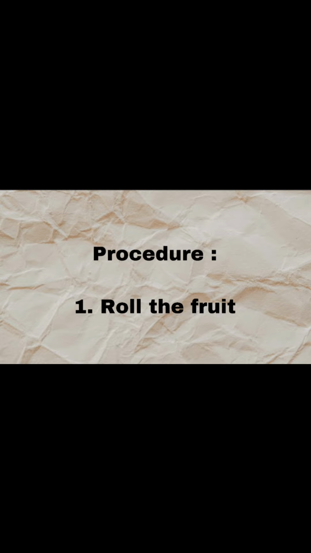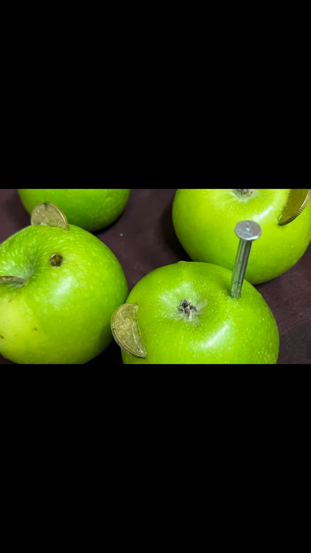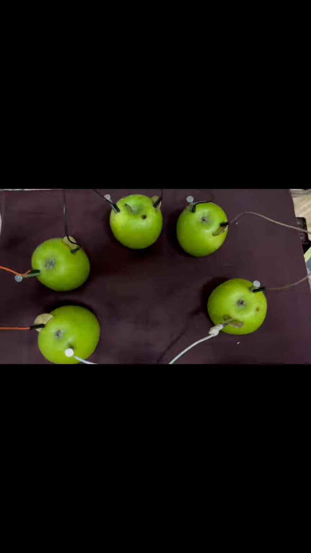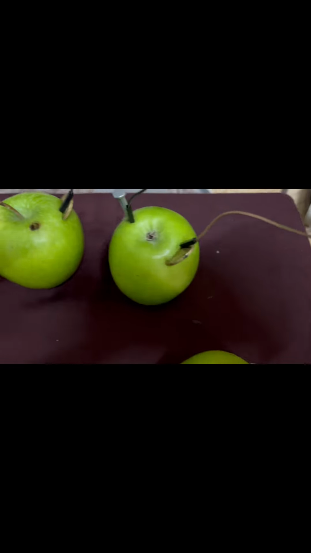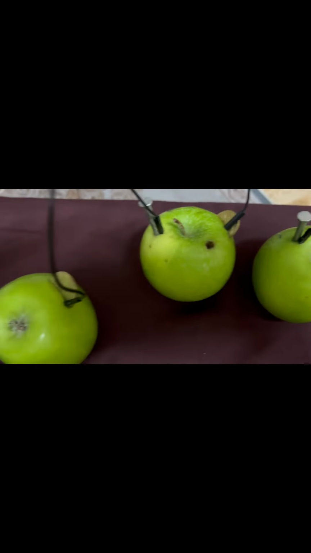So for the first procedure, we have to roll the fruit on the table to loosen the juice in the fruit. Then make a slit so you can put the galvanized nail in it, and do the same step for the penny. Leave a bit outside so you can connect it to the alligator clips like this. Make sure to put it in series, and the galvanized nail and the penny have to be opposite, because the farther apart the electrodes, the higher the voltage it will produce.